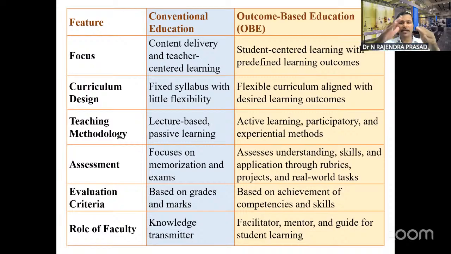Then teaching methodology: only lecture and passive mode will be followed in the conventional method. In outcome-based education, active learning, student-centric methods including experiential learning, participatory learning, problem-solving approach. Bloom's taxonomy level is not followed, or even if followed, only level 1 in conventional mode. But all 6 levels you have to follow while following OBE. Evaluation criteria is only based on marks in conventional mode. But in OBE we collect the opinion, feedback. We do the survey to assess the achievement of the students, to measure the level of competency.